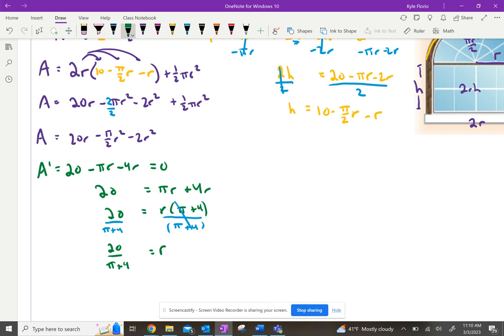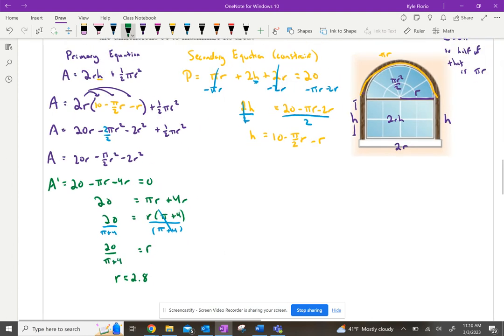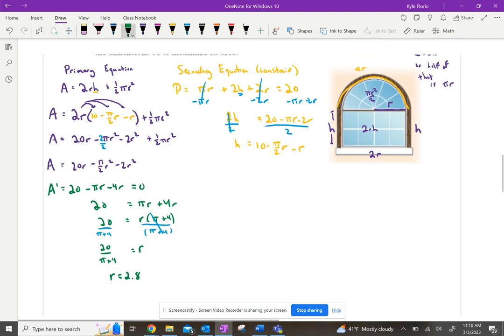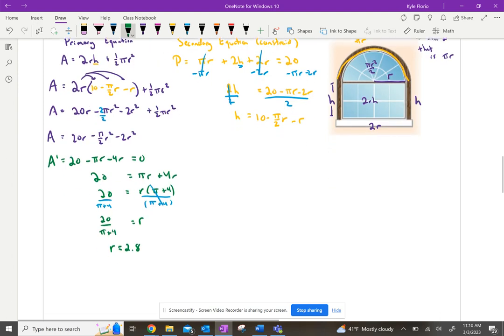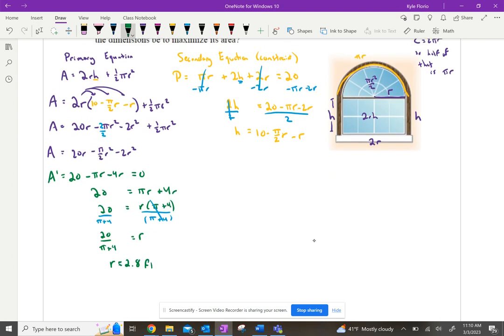Let's see, if I put that in a calculator, 20 divided by pi plus 4, it's about 2.8. Which is, what are we in, inches, feet, or feet? Okay.